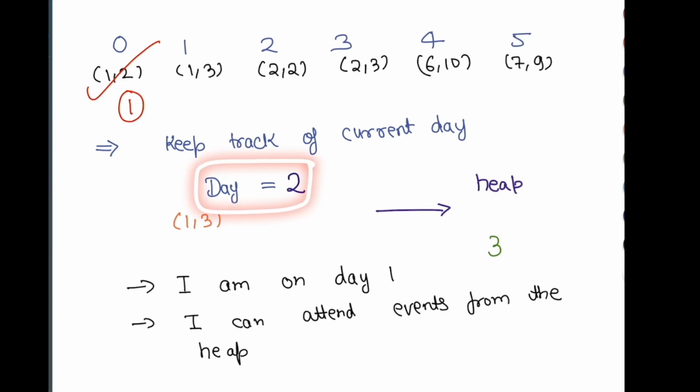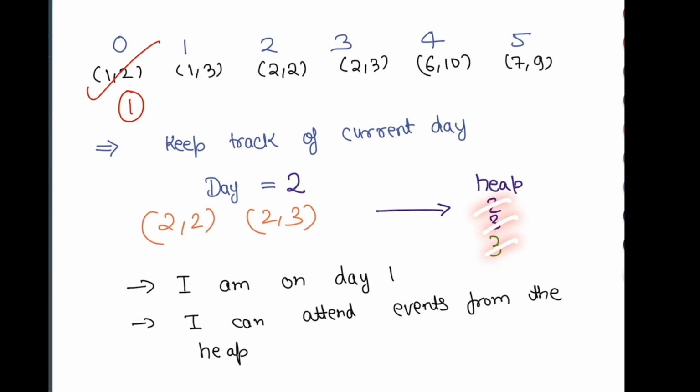On the day number 2, what are the different events which I can attend? I can attend 2, 2, 2, 3. I can actually remove this one because I have already added the end date in the heap. So on the day number 2, the new options are 2, 2 and 2, 3. These are the two events which I have. So what I can do is I can just push the end dates of these two events in the heap. I can say this is the data I have in the heap right now.